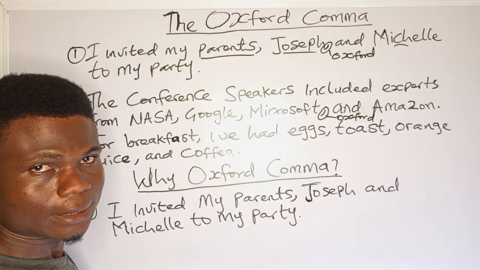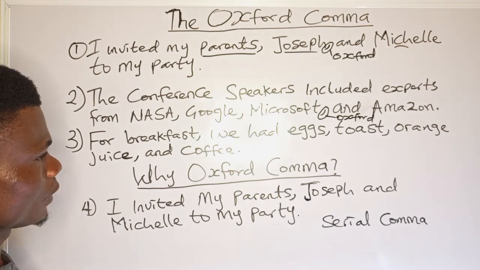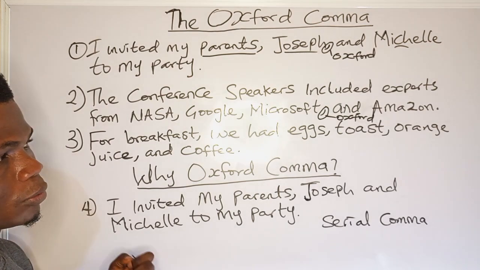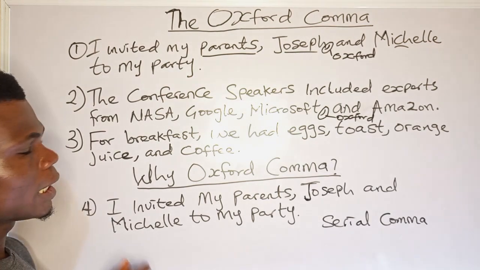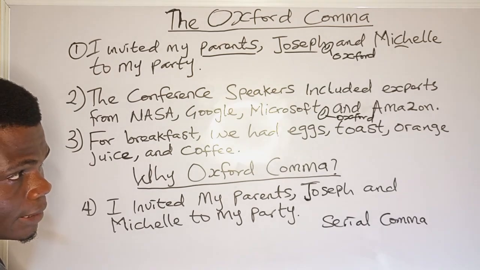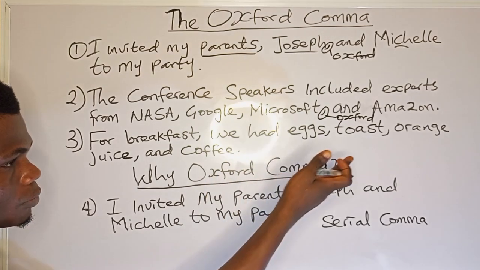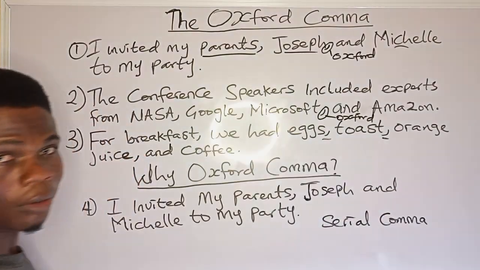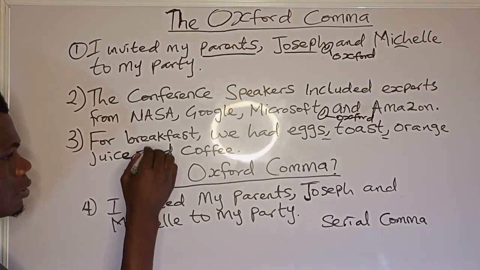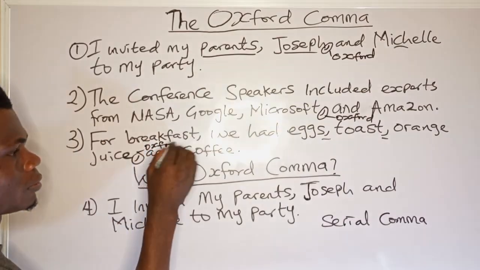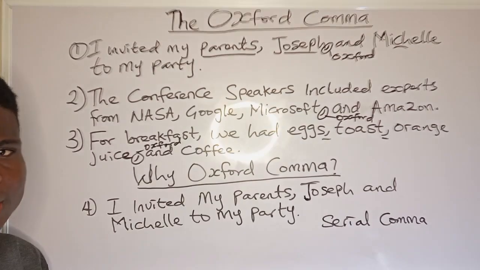Now to the third sentence. For breakfast, we had eggs, toast, orange juice, and coffee. So the first 2 commas, this and this, aren't Oxford, but this last one is Oxford. Okay, so now the question is, why do we need an Oxford comma?